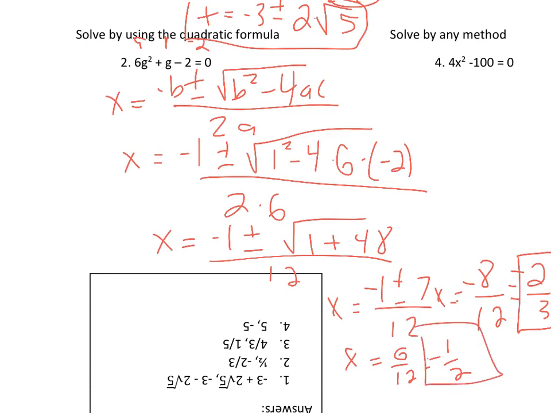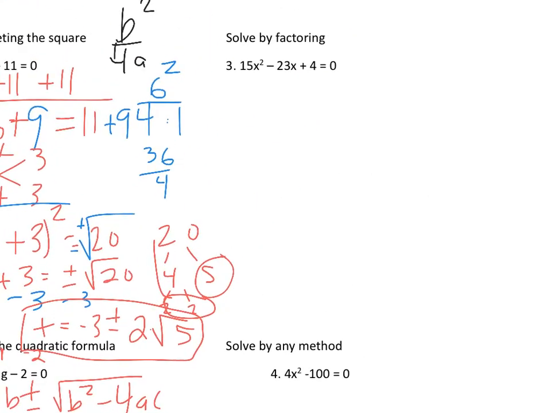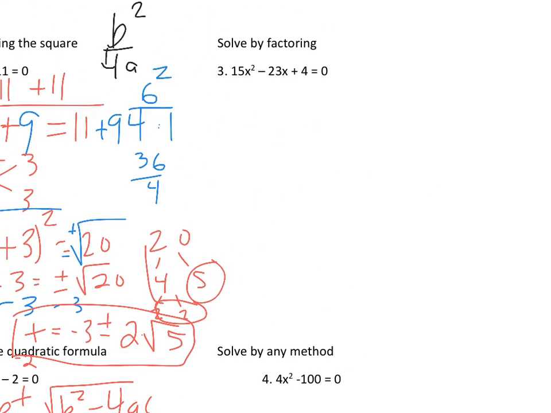Okay, good news is we got through the two hard ones. This one, solved by factoring, is going to be easy, because we can just do the x method, and the reason I know that is I have this side equal to 0. That's perfect. So 15x squared can be broken into 5x and 3x. And for 4, I know the obvious choice is 2 and 2, but I want to choose something different. I'm going to choose 1 times 4, because that also equals 4.